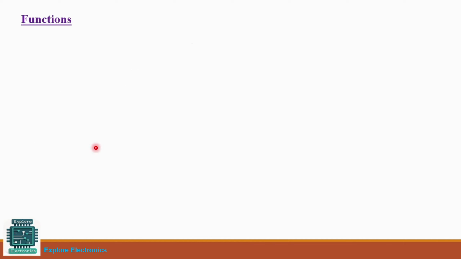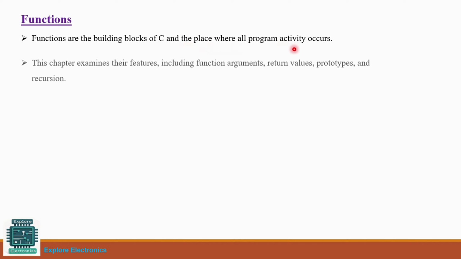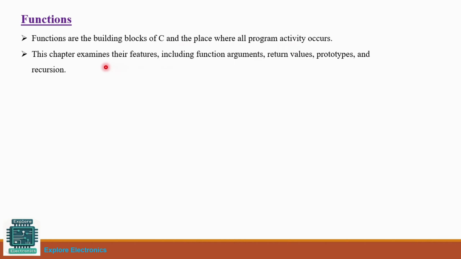Now, the first one is functions. Let us go with the definition of functions first. Here, functions are the building blocks of C and the place where all program activity occurs. In this chapter, we are going to learn their features, including function arguments, return values, prototypes, and recursion.